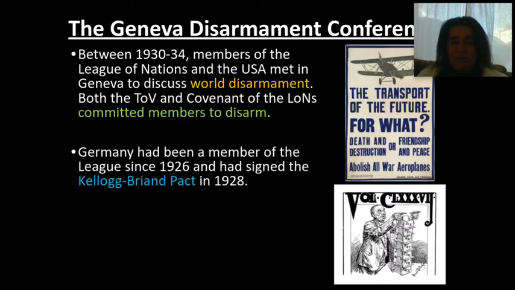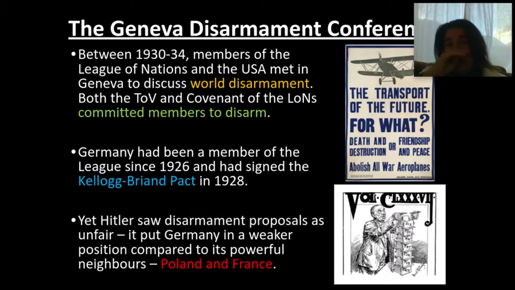Do you remember that was one of the main objectives of the League of Nations? And they tried really very hard. With this conference, both the Treaty of Versailles and the rules, the covenant of the League of Nations, committed members to disarm. Germany had been a member of the League only, remember, since 1926, and finally was able to sign the Kellogg-Briand Pact in 28. So it was part of this honeymoon by the end of the decade.